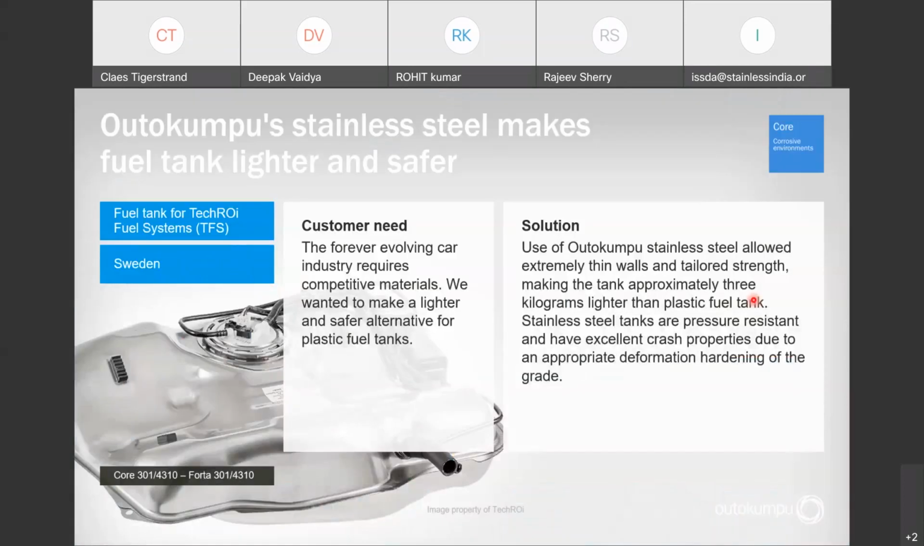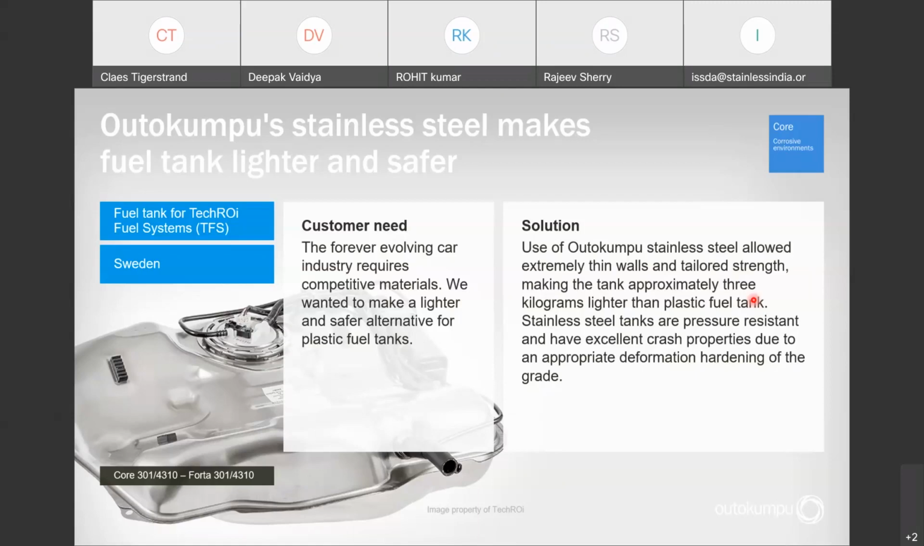So, shortly about a few applications which are perhaps less common. Considering a fuel tank, quite often they are plastic for a car, but consider austenitic stainless steel, which has very good formability, and in this case using a core 301, you have a very good formability of this grade. But what is good with this grade is that if you're using hydroforming, you can actually blow up the material with high pressure water.